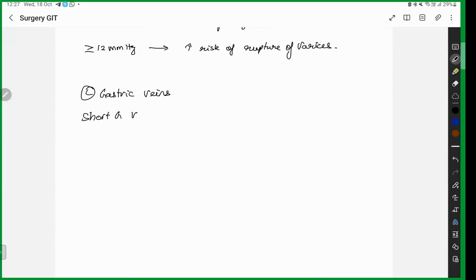This left gastric vein and short gastric vein are going to get anastomosed. Both are going to get anastomosed, and this is going to occur with the distal esophageal vein. So you have your left gastric vein and short gastric vein, both getting anastomosed with the distal esophageal vein at the esophagus. This is going to form esophageal varices. Okay, number 1.